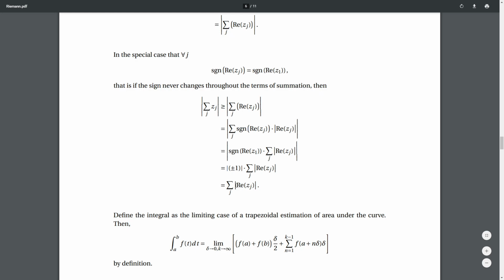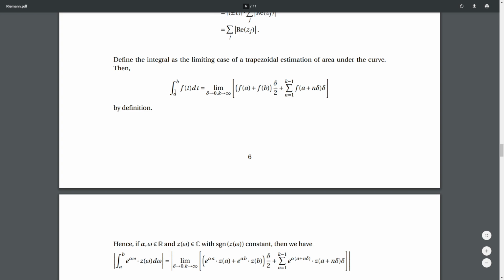Okay, and so just for review, we're using the limit of the trapezoid rule as our definition of the integral. So it's the first evaluation plus that last evaluation times delta over 2, and then all of the other samples from n equals 1 to k minus 1, f of a plus n times delta, to compute our area. So that's the choice of integral that we're using.